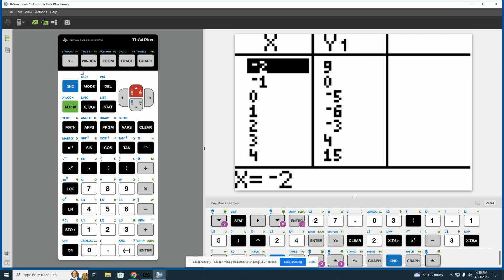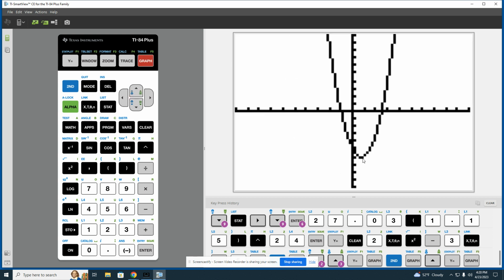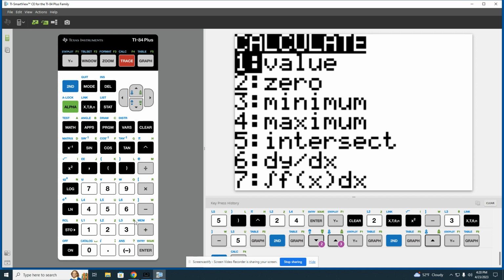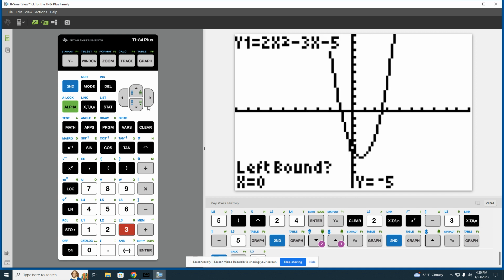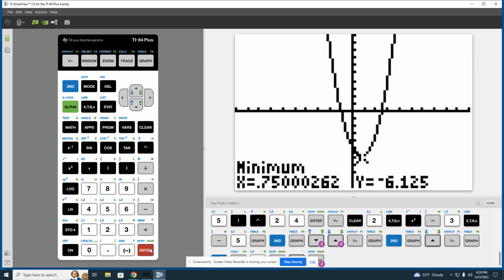Okay, so look, if I go back to my calculator or back to my graph, I can find this. In this case, this is called a minimum. So I go to second trace. Don't forget about second trace. And I'm going to do a number 3, a minimum. So I go just to the left of it, push enter, then I'm going to go to the right of it, push enter. I'm going to push enter one more time, and that looks like 0.75, negative 6.125.